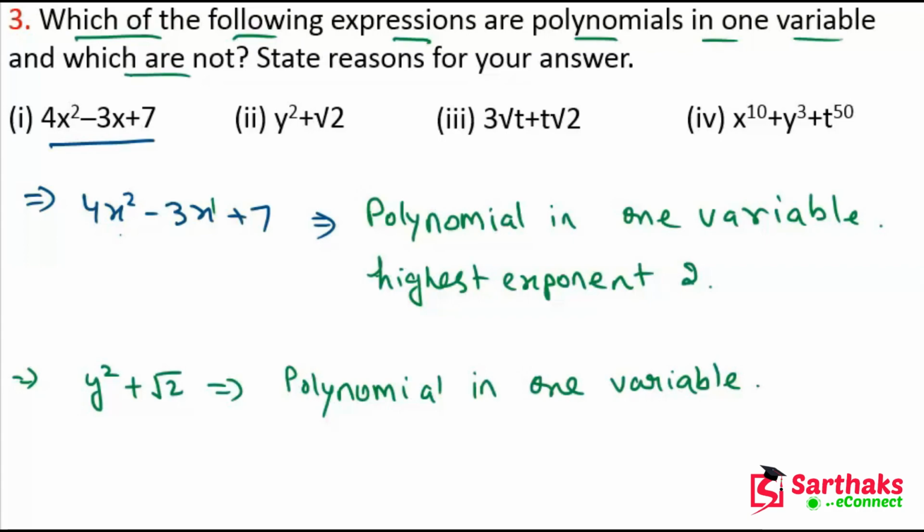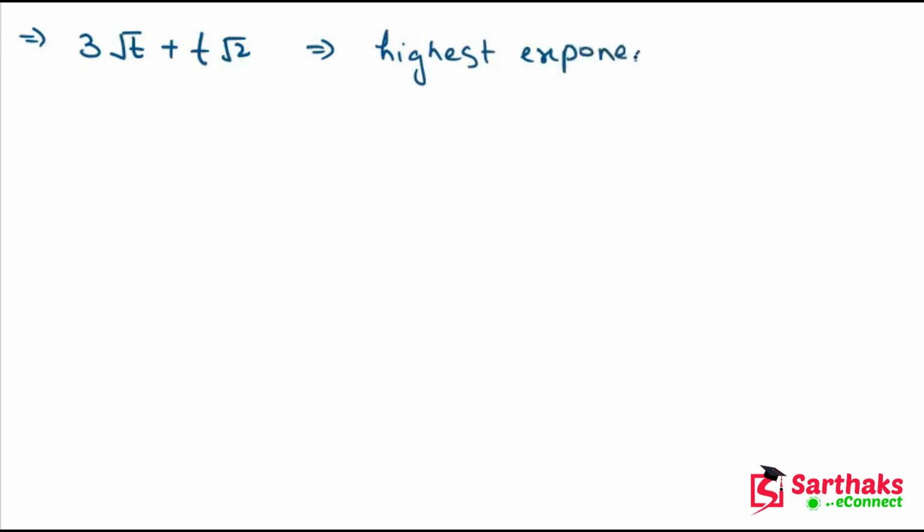Now let's talk about the third part, which is 3 root t plus t root 2. Here, my dear friends, we have 3 root t plus t root 2. In this case the highest exponent we have is 1, but we can write it as 3 t raised to the power 1 by 2 plus t root 2.